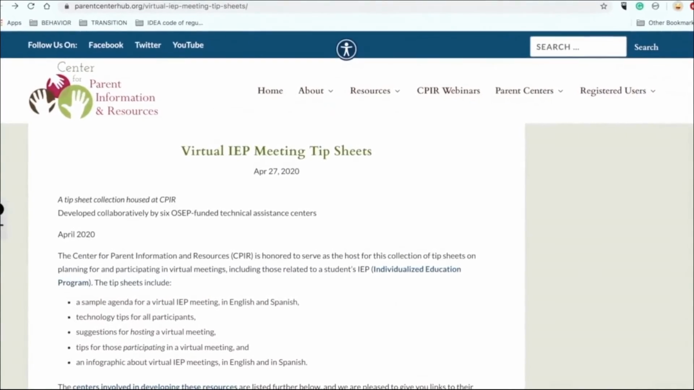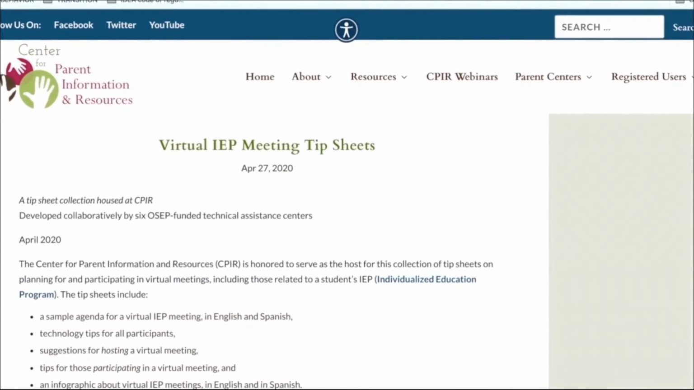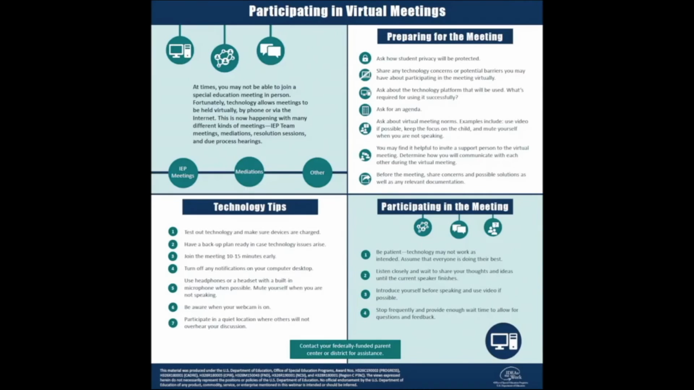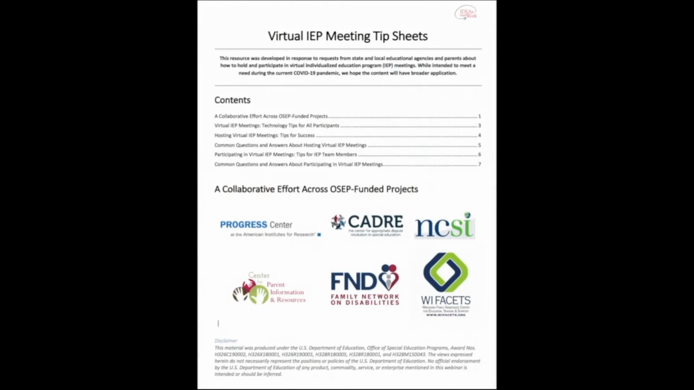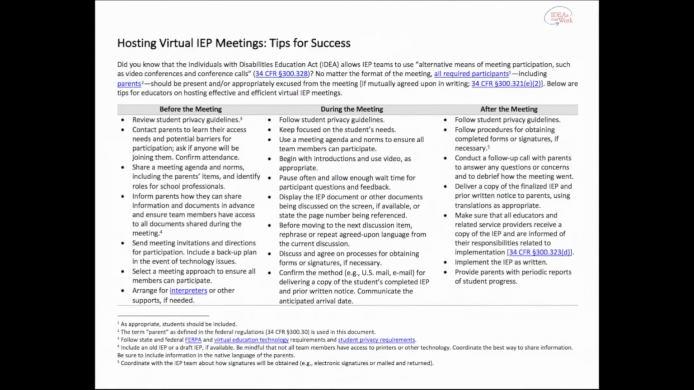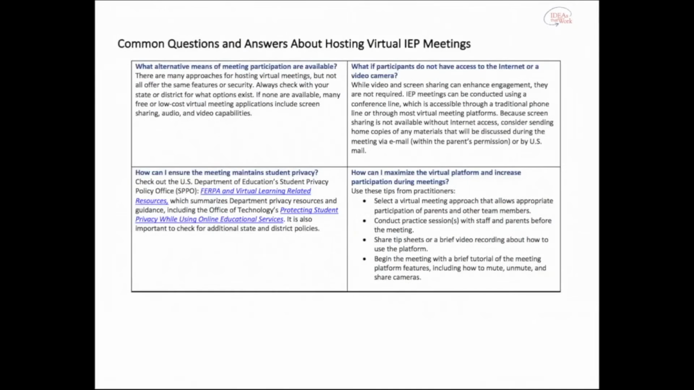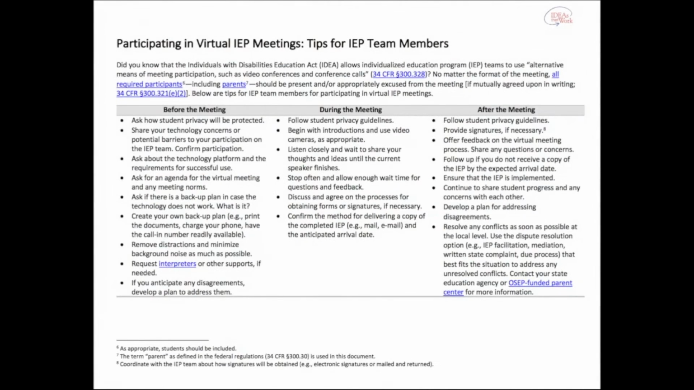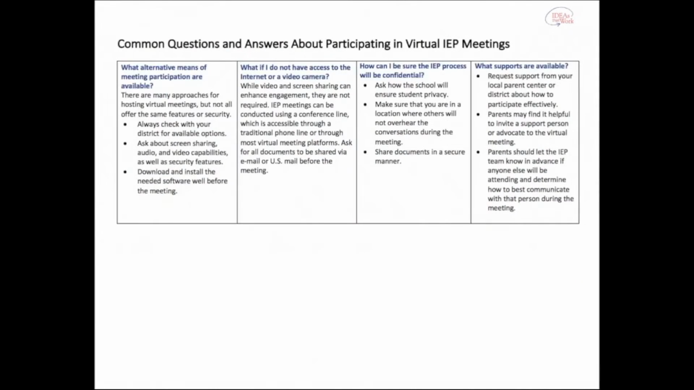On our virtual IEP meeting tip sheets webpage, you will find first an infographic on participating in virtual meetings. This resource gives you technology tips, suggestions for what to do before the meeting, and participation tips, all on this handy one-pager. You will also find a resource which includes 5 virtual IEP meeting tip sheets for both hosts and participants. In addition to suggestions for minimizing technology aggravations, there are also recommendations to use before, during, and after that will help meetings be effective. It also includes links to student rights to privacy resources.